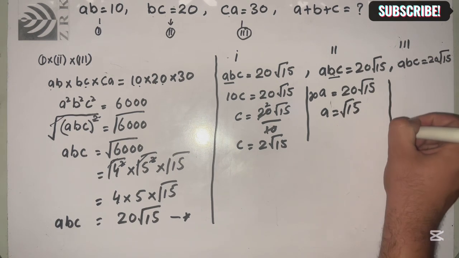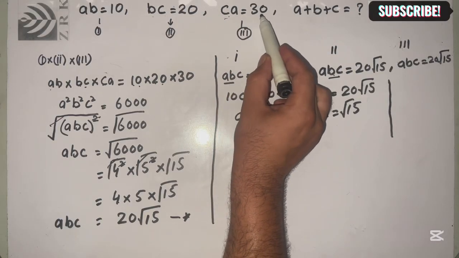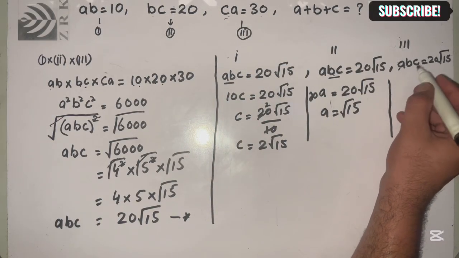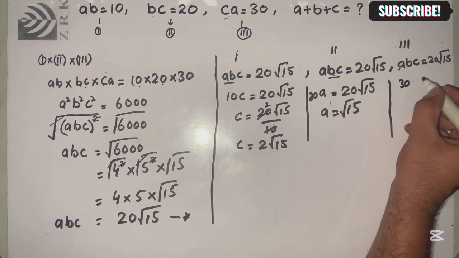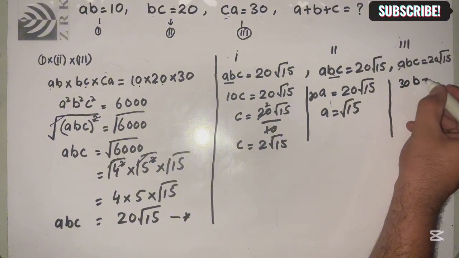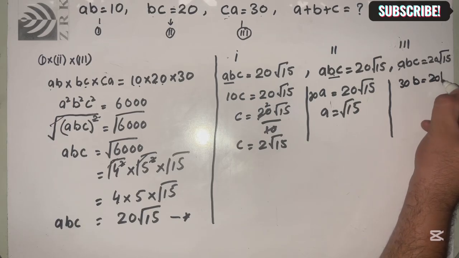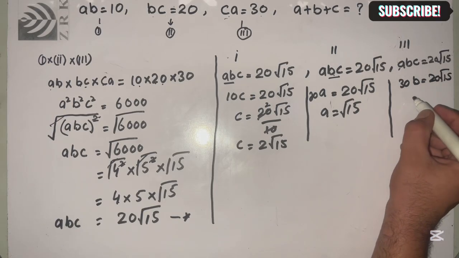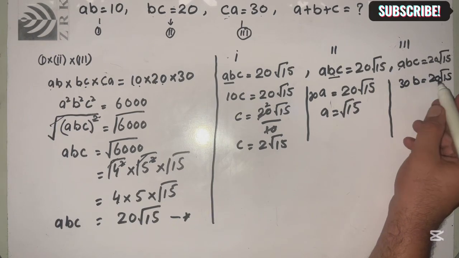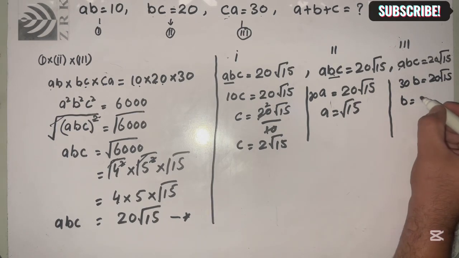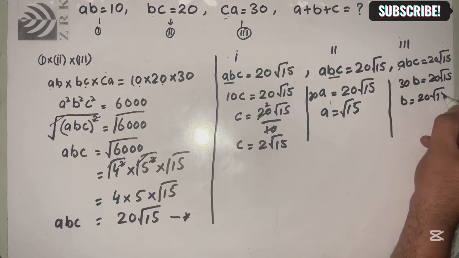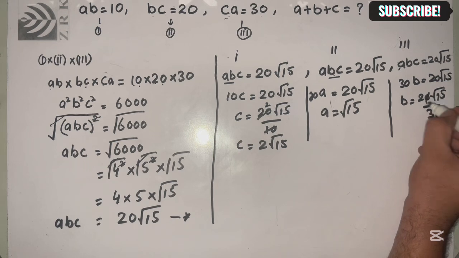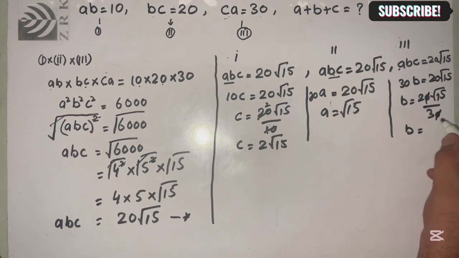And for the third equation, we can see that CA is equal to 30. Since instead of CA or AC, we will put 30, so 30 times B is equal to 20 times 15 square root. So dividing both sides by 30, we get B is equal to 20 times 15 square root divided by 30. And we will get 0 cancel with 0, so B is equal to 2 times 15 square root divided by 3.